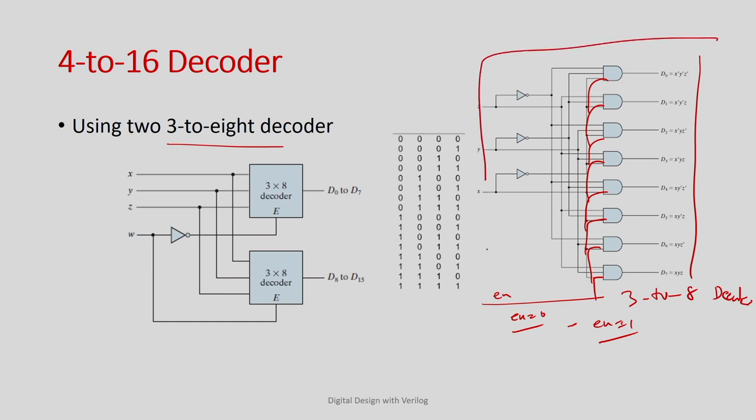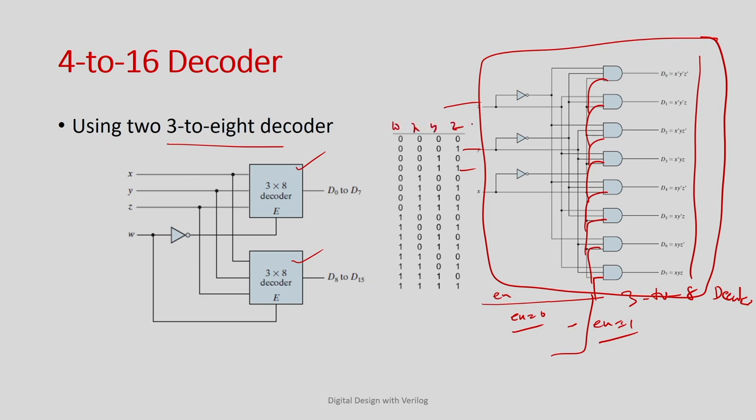Now, to develop this, I have given this 3 to 8 decoder, which has X, Y, Z as input and I have an enable signal. Now, what I am going to do is use it 2 times, and say this W is my MSB and X, Y, Z is my LSB. For the first 8 combinations, my W is 0, and for the next 8 combinations, all possible values of X, Y, Z are there and W is 1.